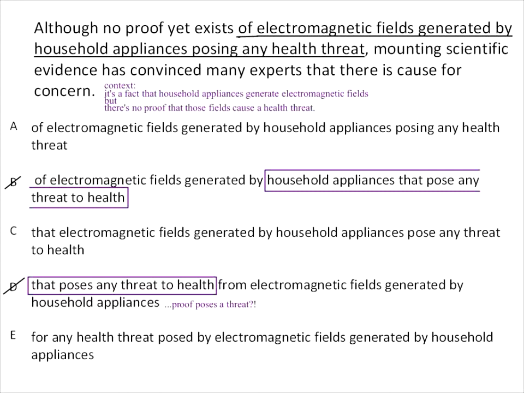Now, E I'll just help you dismiss because E is not idiomatic. Okay, there's no proof for something. It's just a poor idiom. Proof is of, not for. There's no such thing as proof for something. The correct idiom is proof of something. And that's the reason why E is not right. Now let's talk about A versus C.